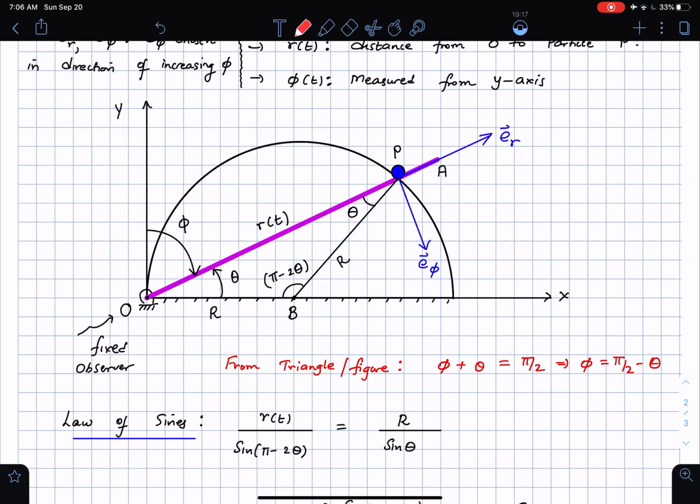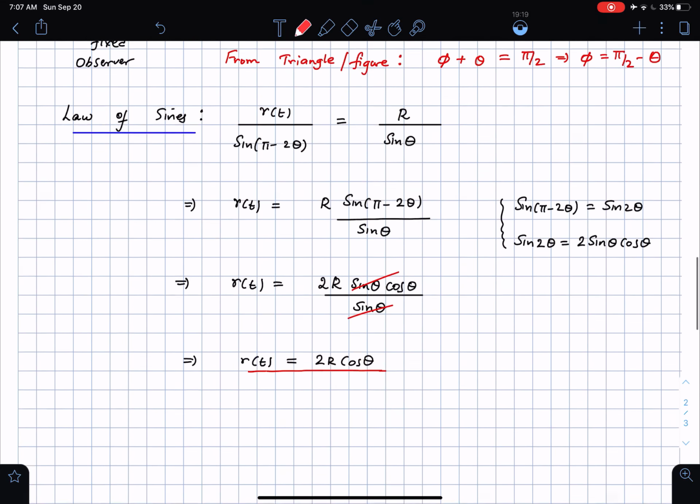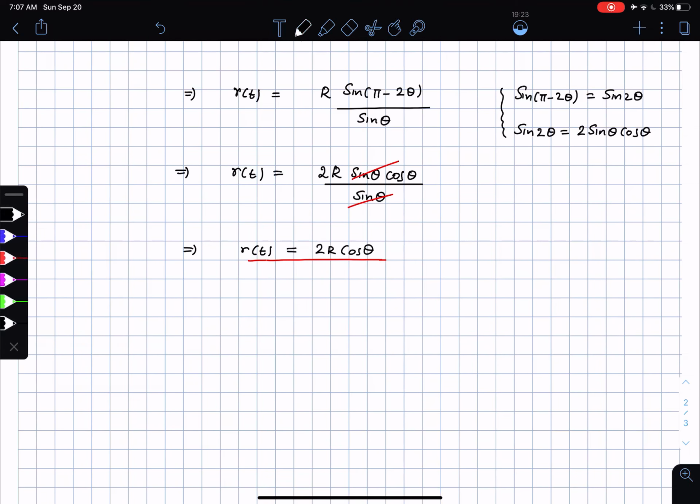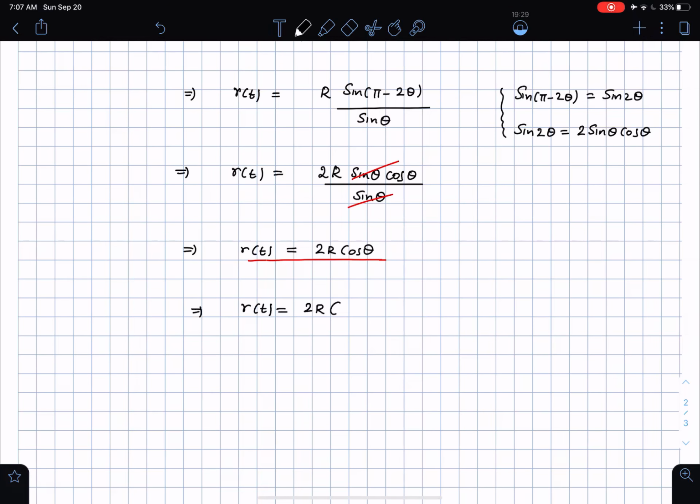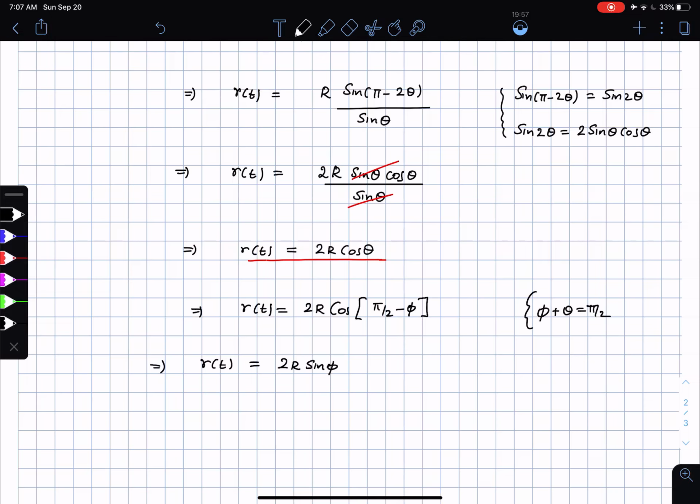Because I want to write everything in terms of phi, I'm going to do the substitutions here. So essentially I go back here and then I say, okay, instead of theta, I can write this as r of t is equal to 2 times r times cosine of theta, which is pi by 2 minus phi, right? This is because we know that phi plus theta is equal to pi by 2. Okay, so essentially this is what I have here, but cosine of pi by 2 minus phi is sine phi, which means that I now have a relationship between r and phi. Okay, so this is going to be 2 times r times sine phi. Okay, so now we have a relationship.